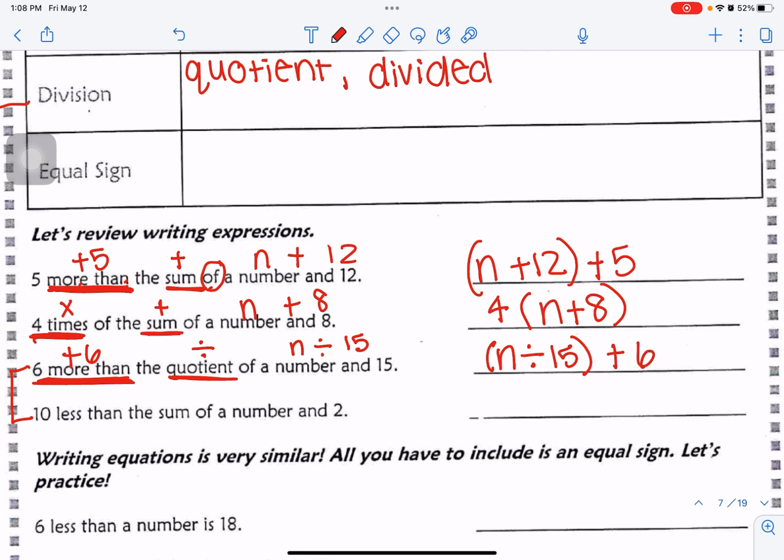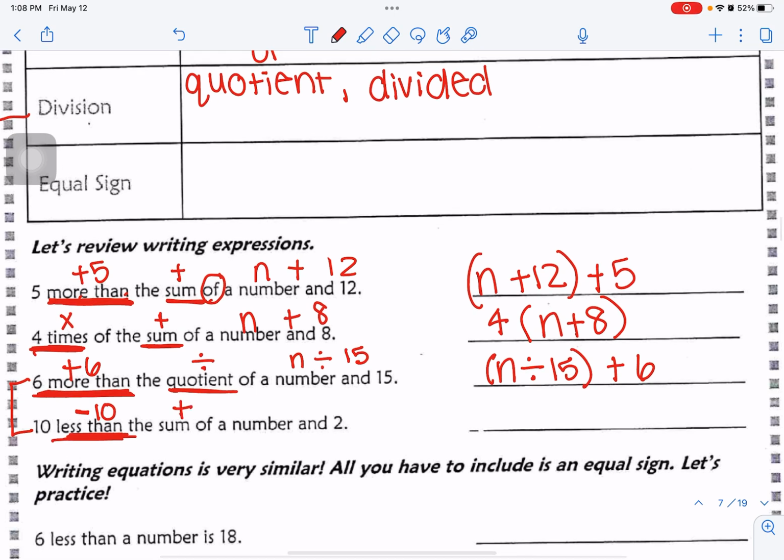And then 10 less than, subtracting 10. This is like saying if I had 10 less pieces of candy than Anna, who had 20, I wouldn't do 10 minus 20 to figure out how much I had. I would do 20 minus 10, which is why this goes at the end of our expression. So, 10 less than the sum of a number and 2. I would write it n plus 2, subtract 10.